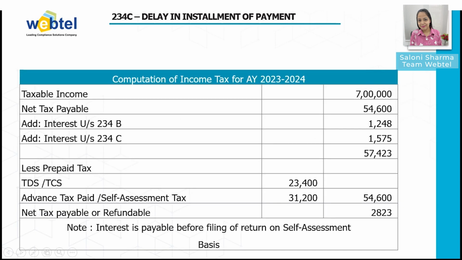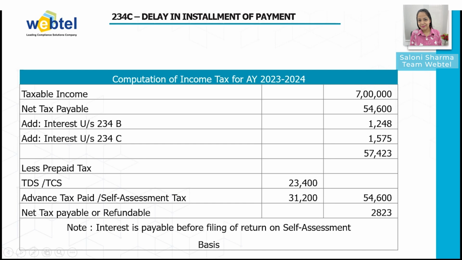So, if a person is having the total taxable income of rupees 7 lakh in the assessment year 2023-24, then the net tax payable amount would be 54,600 rupees, and an interest under section 234B of rupees 1,248 would be added, and an interest under section 234C of rupees 1,575 would be added. So the total tax payable amount would be considered as 57,423 rupees.